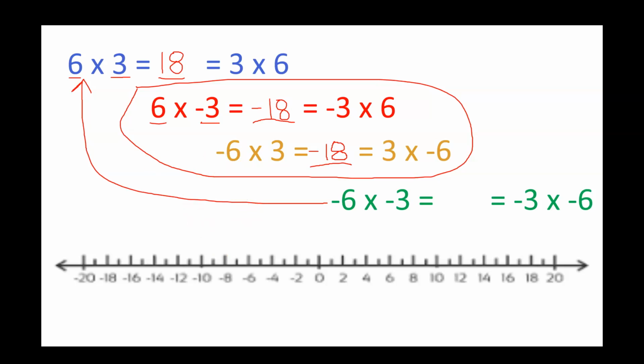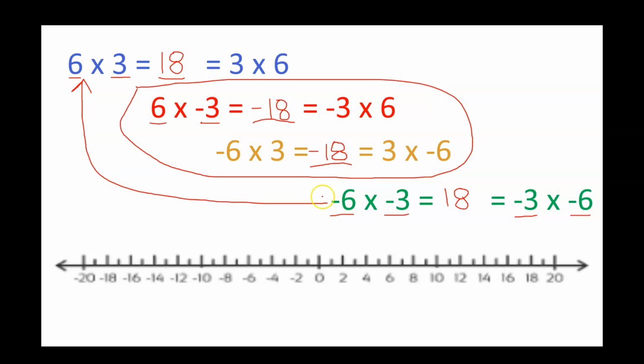Down here in green, negative 6 and negative 3 agree about what they are. They both agree that they're negative. And when you agree, that's typically a positive experience. So if both of the numbers are negative, you actually end up with a positive answer.